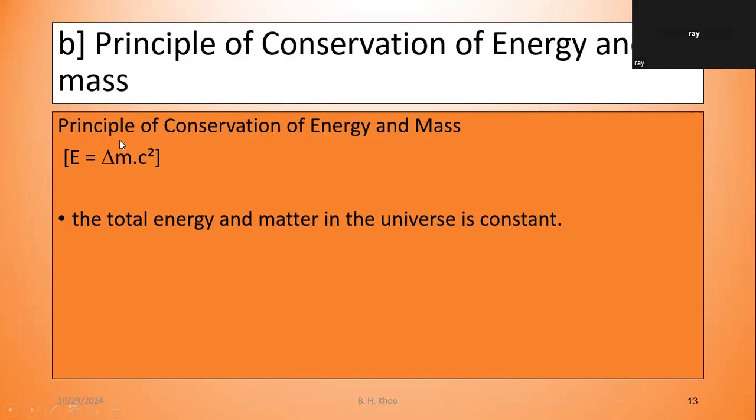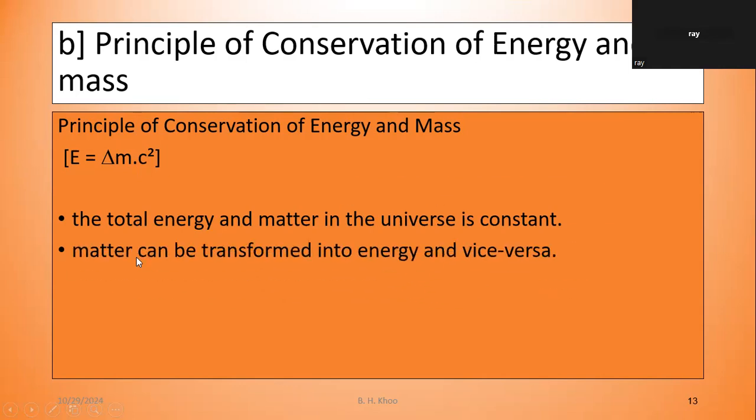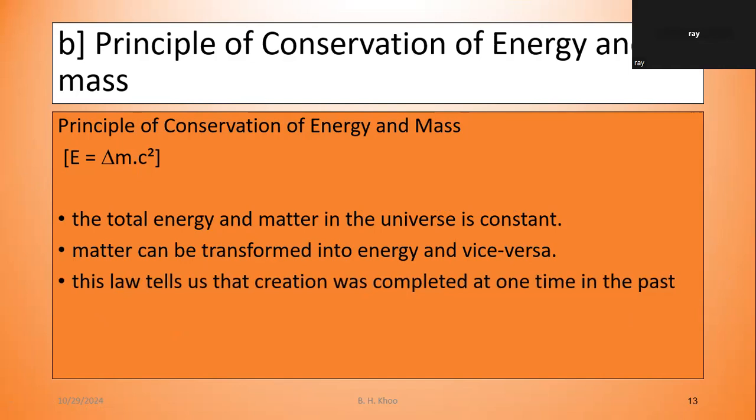And then where there is a change in mass, c is the speed of light. Total energy and matter in the universe is constant. Matter can be transformed into energy and vice versa. That means energy can also transform into matter. This law tells us that creation was completed at one time in the past.